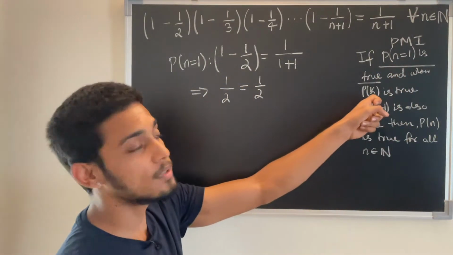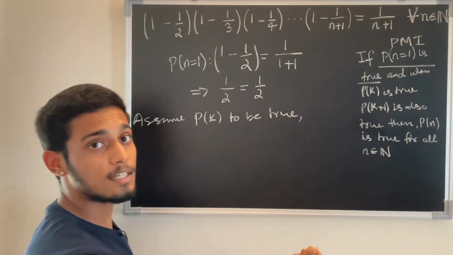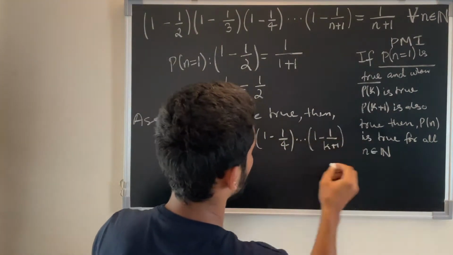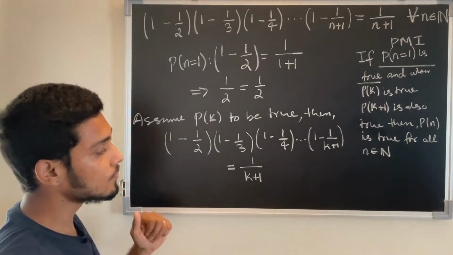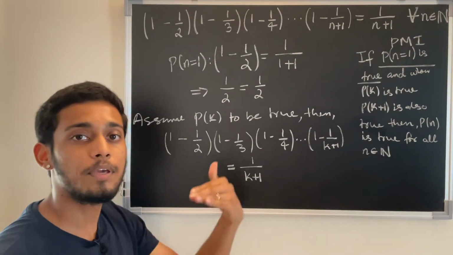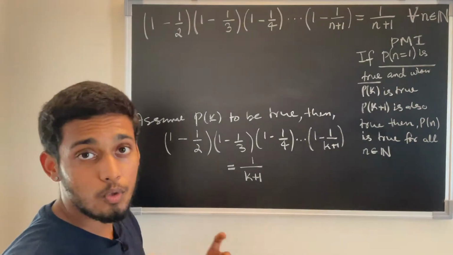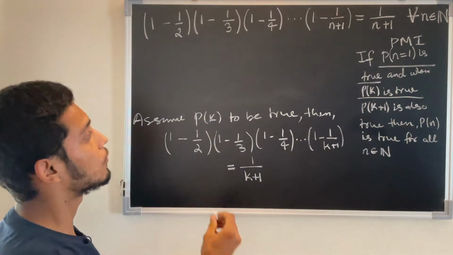Now we will assume that p of k is true. What does that mean? So this is now assumed to be true. Now let us try to show that p of k plus 1 is true based on this assumption. Okay, let us move forward.